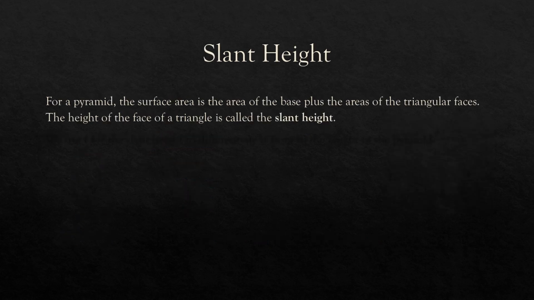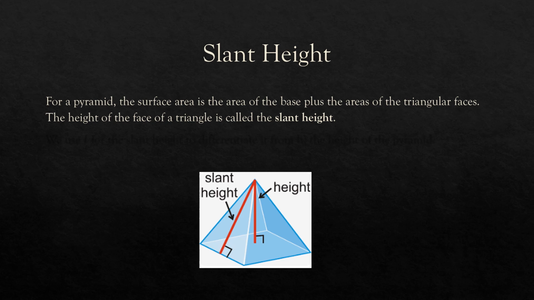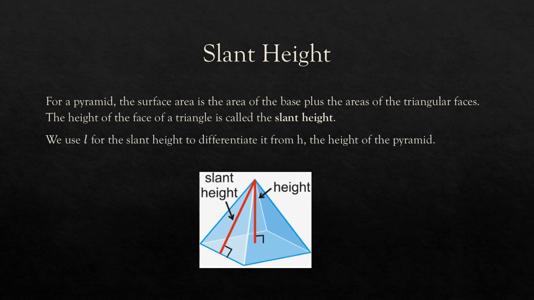For a pyramid, the surface area is the area of the base plus the areas of the triangular faces. The height of the face of a triangle is called the slant height. It's different than the height of the pyramid. In this picture, we can see the height of the pyramid is right in the middle, but the slant height is going to be the height for this triangular face, the height of the triangle. We use this cursive L for the slant height to differentiate it from H, the height of the pyramid.